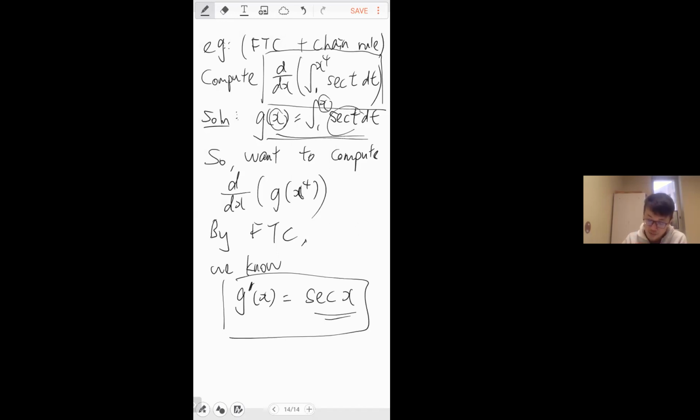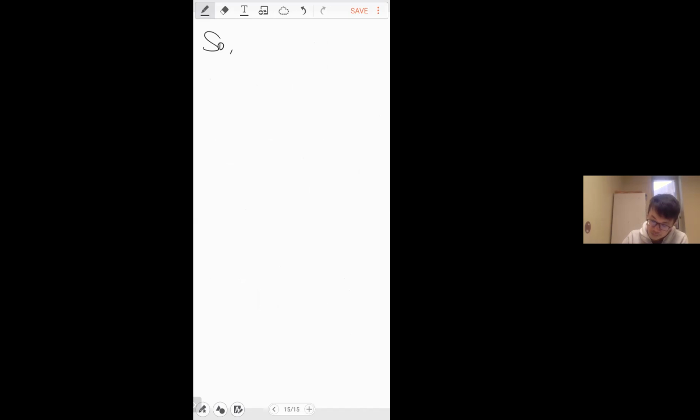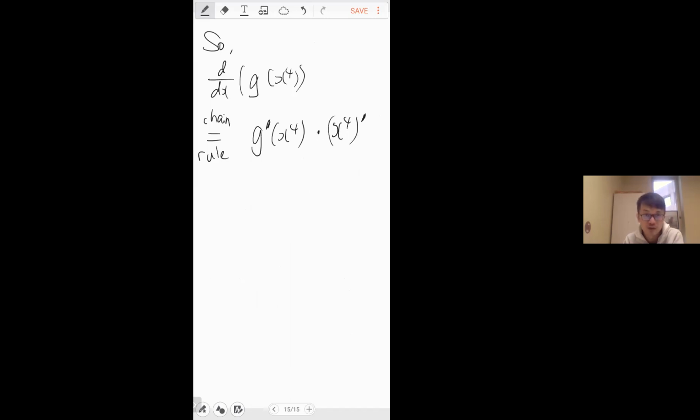And then we want to go back to compute this guy, the derivative of g of x to the 4. First step, by chain rule, I know that this is g prime of x to the 4 times the derivative of x to the 4. And then the second term is easy. So what is the derivative of x to the 4? It's just 4 times x cubed, right?